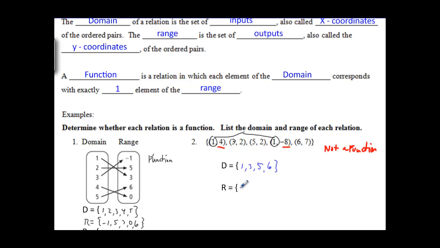And then for the y's, or the range, we have 4, 2. We're not going to put the 2 again. -8 and 7. So we have a function, x's corresponding to one y, and not a function because the 1's occur twice with 2 different y's.